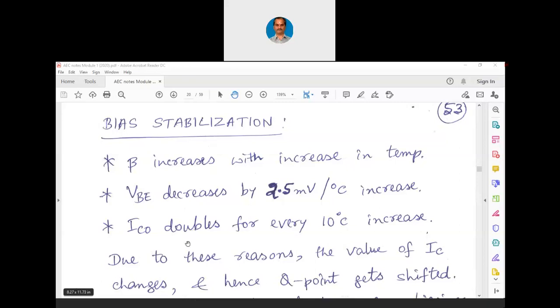And so typically the reverse saturation current doubles for every 10 degree centigrade rise in temperature, because every rise in temperature is going to increase the energy of the charge carriers, which are the electrons. So when current increases, naturally beta also increases with increase in temperature, because beta is again dependent on this particular reverse saturation current flow as well.